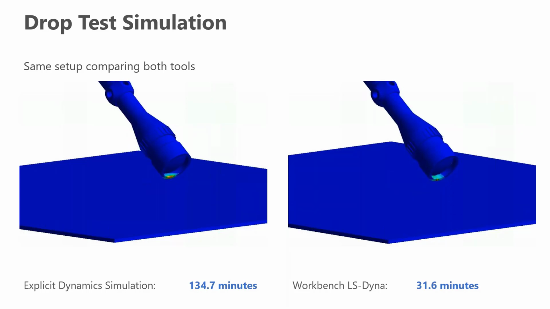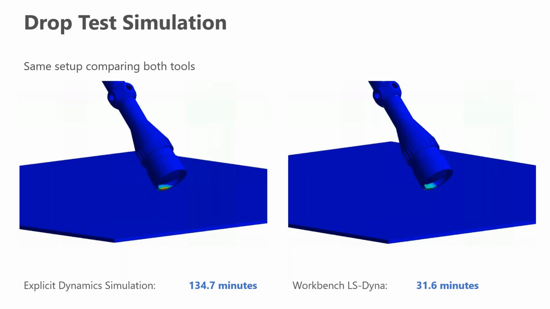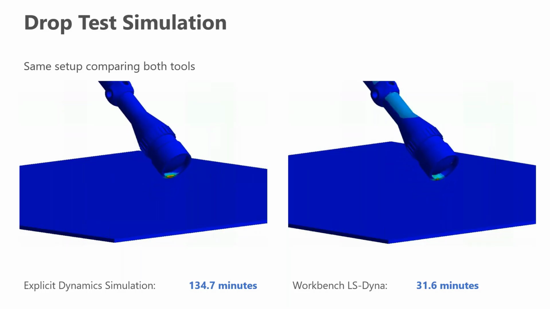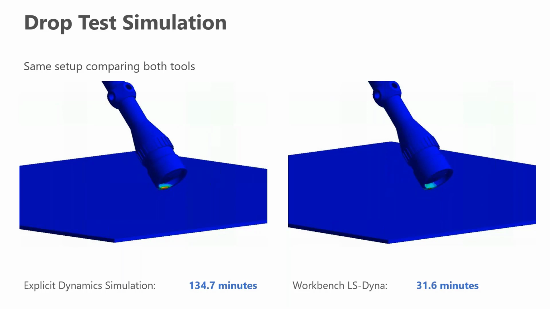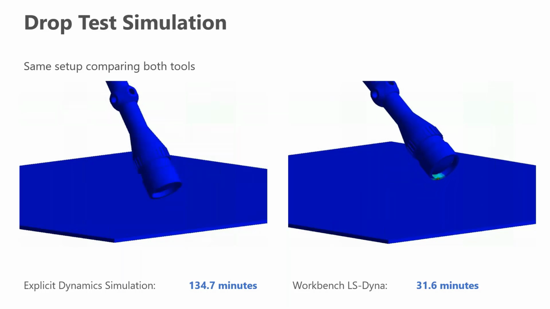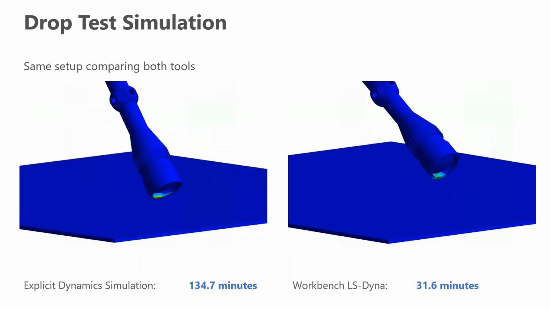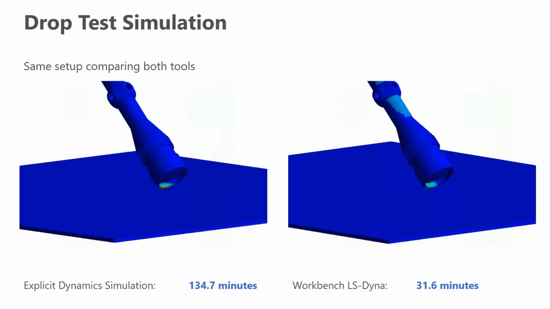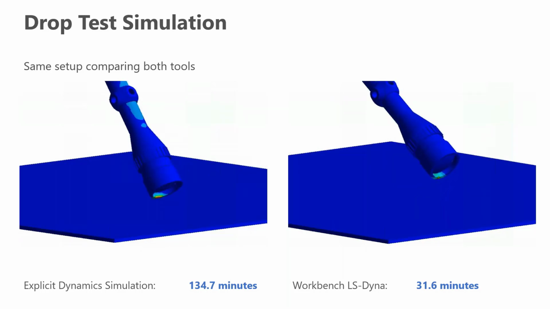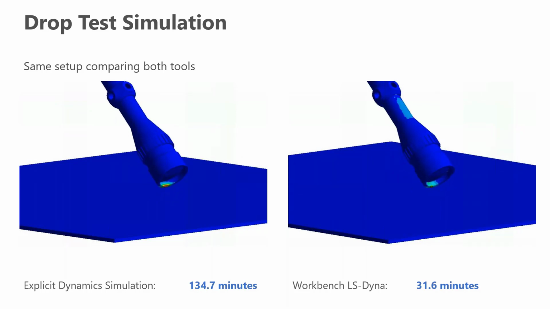But the big difference is with default settings, because you can always tweak settings in both tools in terms of solver behavior. But with default settings from that drop test, Explicit Dynamics had a bit longer runtime than LS-DYNA, which kind of shows that LS-DYNA has some benefits in terms of these longer running, slower simulations.